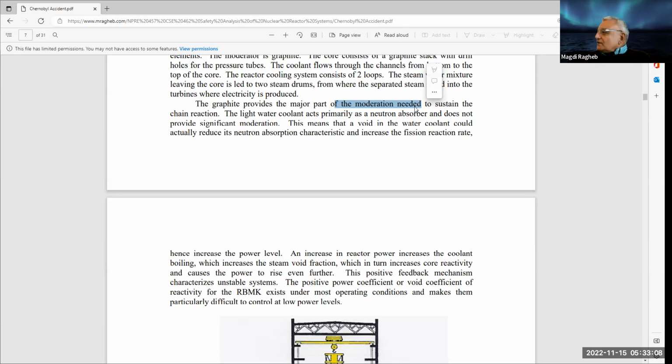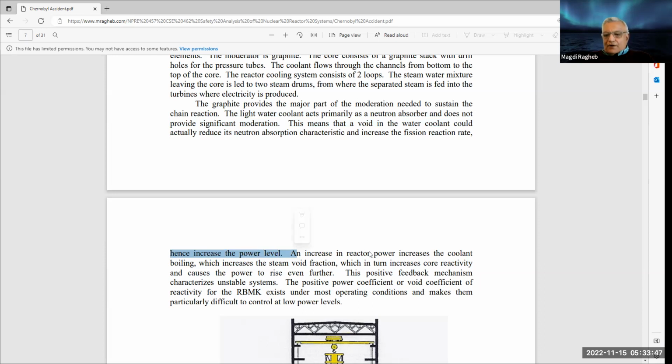And if you boil that water, it is equivalent to withdrawing the control rods and gives us that positive power coefficient of reactivity. So in that case, it's very important for us to understand that positive power coefficient of reactivity. The light water, I say here, acts primarily as a neutron absorber and does not provide significant moderation. This means that a void in the water coolant could actually reduce the neutron absorption characteristic and increase the fission reaction rate, hence increase the power level.